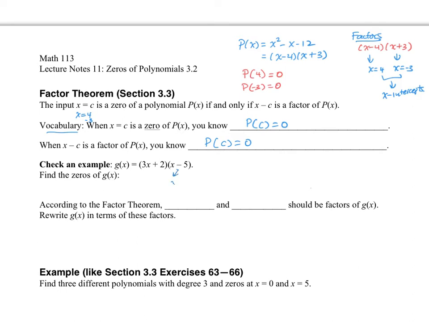So the zero of this one will be x equals 5. And the zero of this one will be x equals minus 2 over 3. So those are the zeros. According to the factor theorem, you could rewrite this as x minus 2/3 and x minus 5 will be the factors. So how do you rewrite g of x in terms of these factors? Well, g of x will be the same thing as x minus 2/3 times x minus 5.